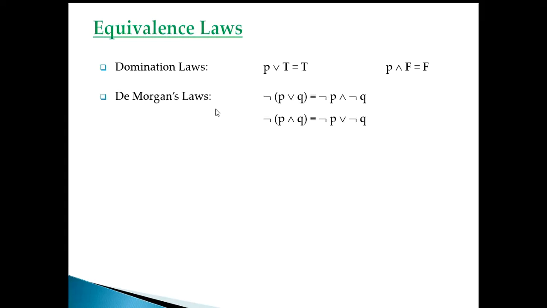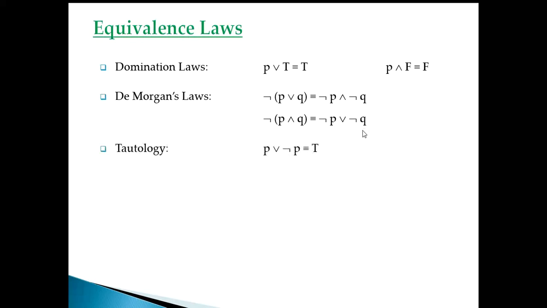That law is the most important law and is used in many cases. De Morgan's law says that if we negate P or Q, it expands like this: negation of P, and the or converts into and, right? So negation of P and negation of Q. Similarly, negation of P and Q is equivalent to negation of P or negation of Q.